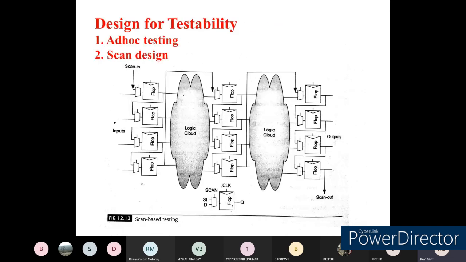The remaining topic is design for testability. There are three main approaches for design for testability. One we call ad hoc testing, the scan-based approach, and one more we call built-in self test. All those details we will see in the next class.